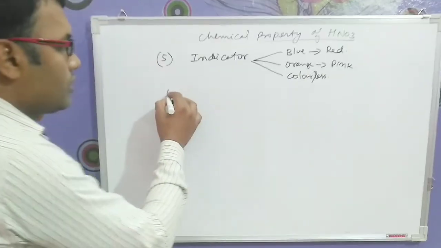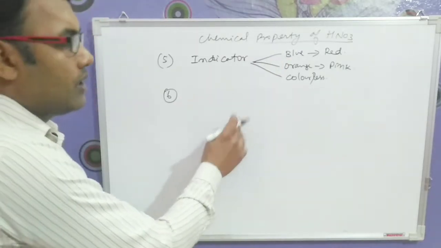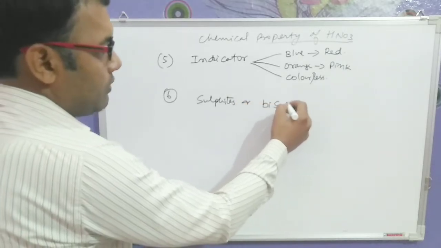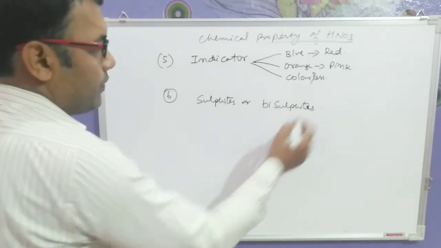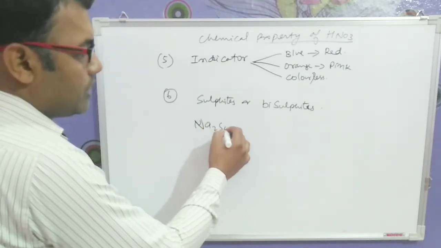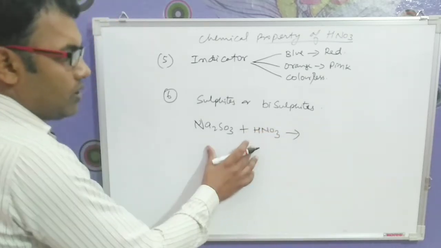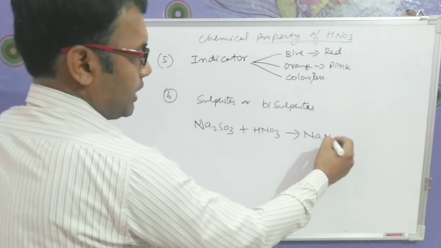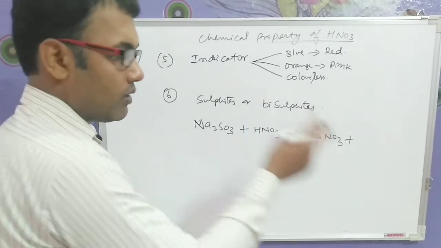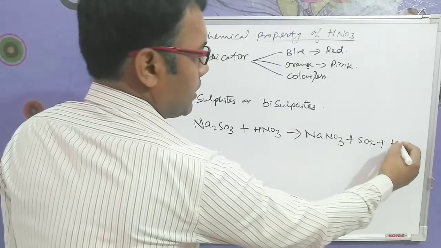Now coming to the sixth property, the reaction of nitric acid with sulfites or bisulfites. For any of the sulfites, for example sodium sulfite, it is made to react with nitric acid. What does this give you? Again the salt, sodium nitrate. Then sulfite on reaction with an acid always gives sulfur dioxide, SO2, and the hydrogen and oxygen left behind give water.